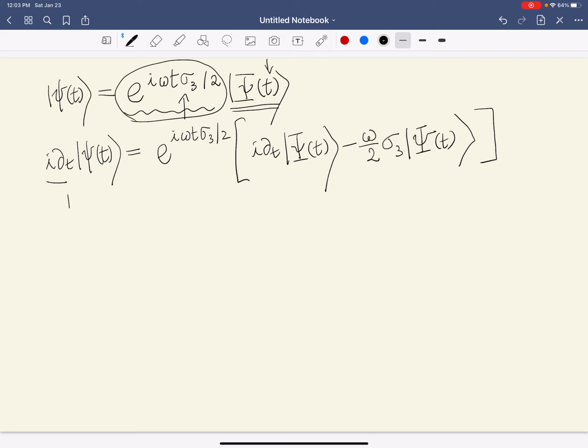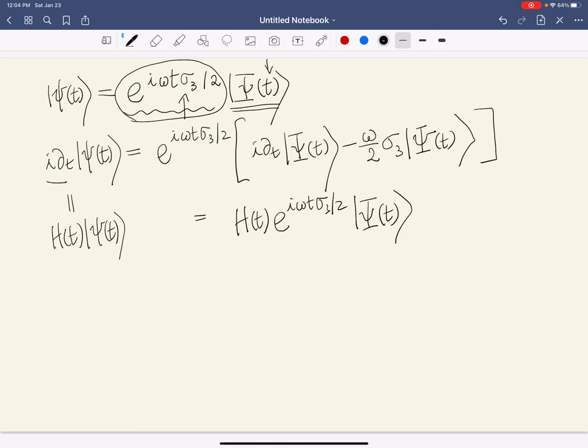Okay, now this must be equal to the Hamiltonian acting on the wave function. So we have this equal to H(t) acting on e to the i omega t sigma 3 over 2 and psi t. Okay, so now let me move this factor to the left, and then rewrite the Schrodinger equation in this form. So now the Schrodinger equation is in terms of this new wave function psi, not the old one.